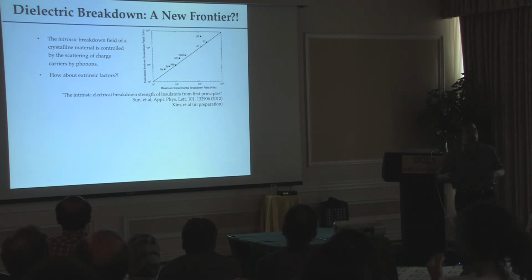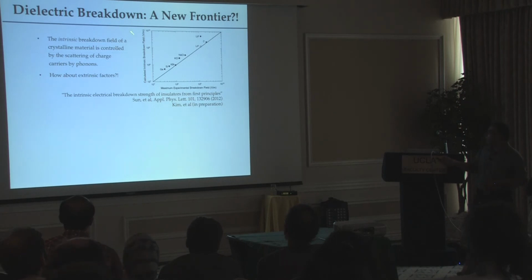And what do I mean by intrinsic breakdown field? It's the breakdown field of a perfect insulator in the absence of any defects at low temperatures. Okay. So we implemented that. So it involves treating the electron-phonon interactions. If it's defect-free, the only thing that's important is electron-phonon interactions. And here is our calculated intrinsic breakdown field versus the best available measured breakdown field for a bunch of classic insulators.